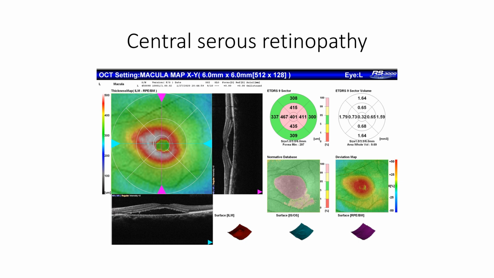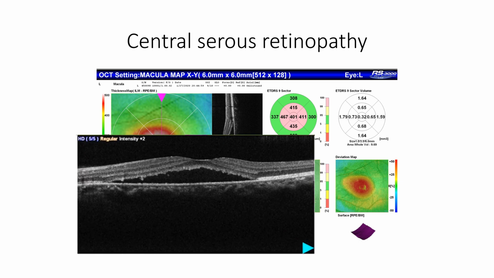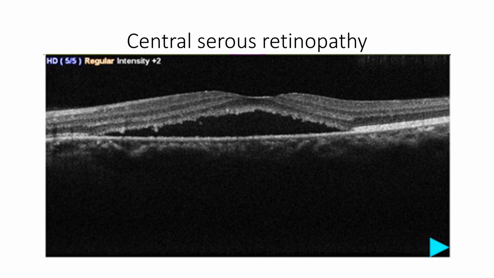Central serous retinopathy. So central serous retinopathy can be, and has to be, distinguished from ARMD and pigment epithelial detachments. And as I had mentioned earlier, central serous retinopathy and pigment epithelial detachment have a very characteristic difference.